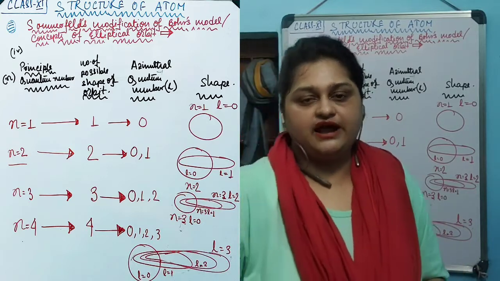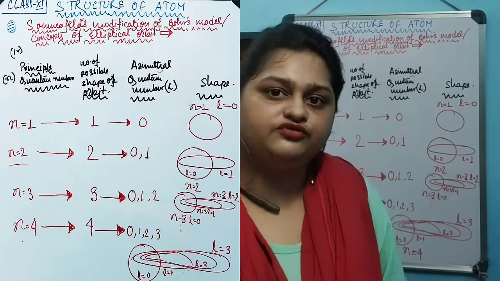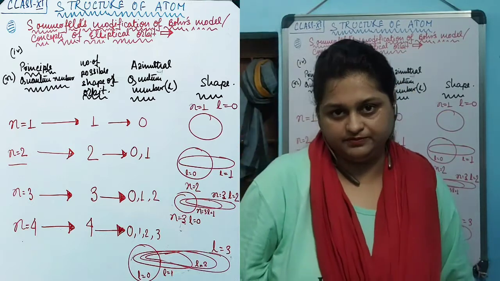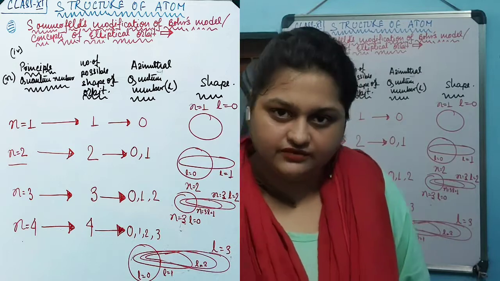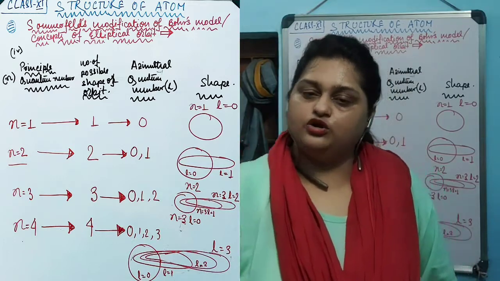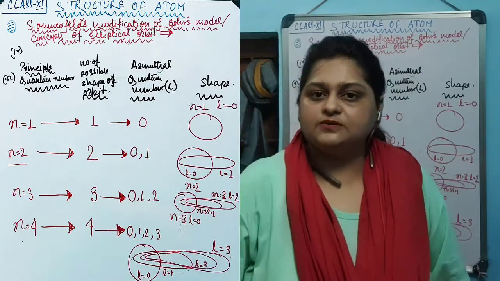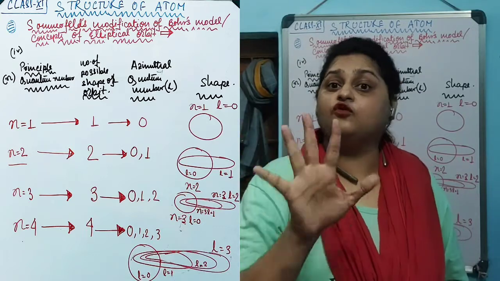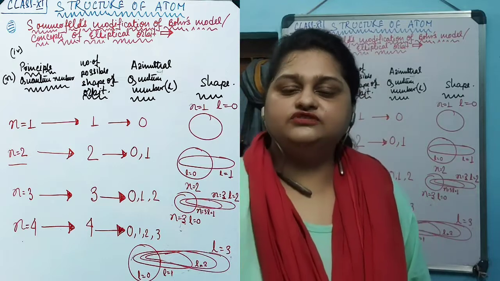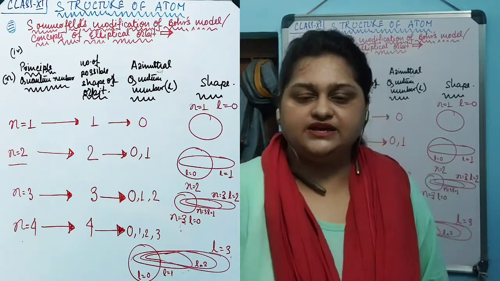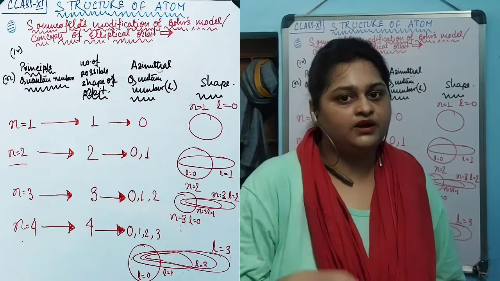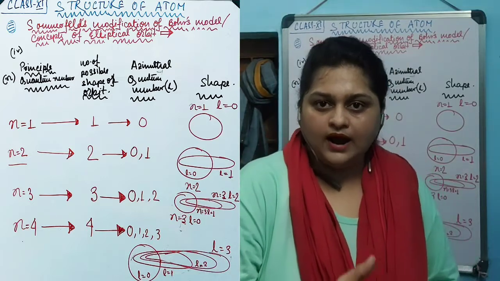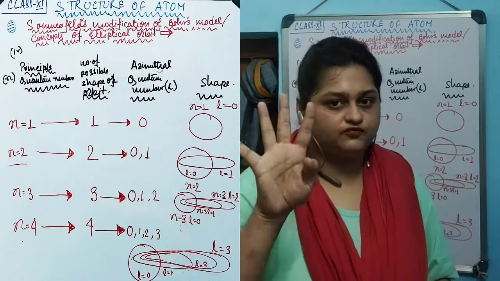Sommerfeld also suggested that the permitted shapes of the orbit will be dependent on the principal quantum number of that orbit. Like for the fourth energy level at which the electron is revolving, the principal quantum number is 4. So the permitted shapes of the orbits are 4. And the name for these individual 4 shapes is the azimuthal quantum number, designated as small l. It starts from 0, 1, 2 and 3 because there are 4 permitted shapes.